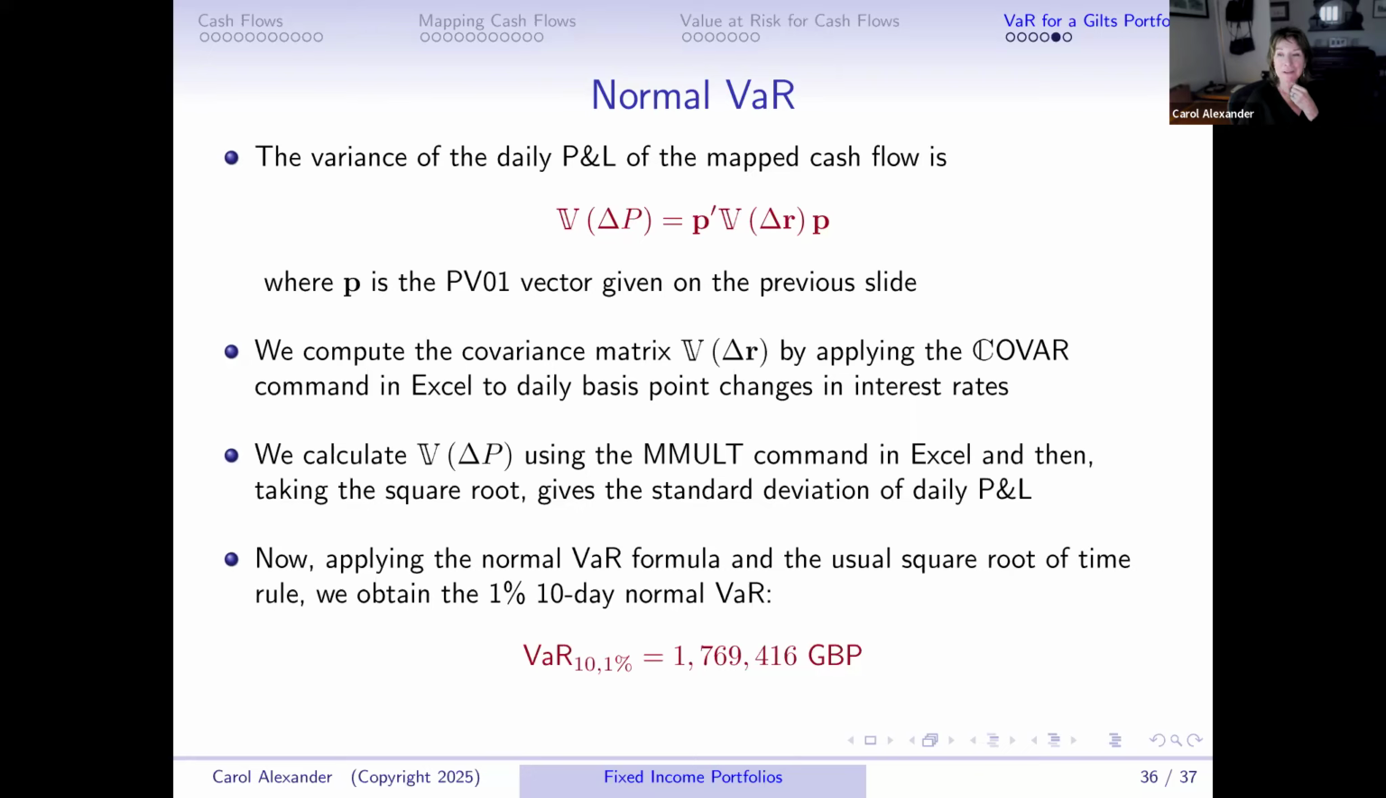And then we're going to use the mmult command for this complex quadratic form. Then we're going to take the square root. That'll give us the standard deviation of the daily P&L. And then we're going to apply the normal VaR formula and the usual square root of time rule. And that'll give us the 1% 10-day normal VaR. And this is the result. I'll show you how it's calculated in Excel.